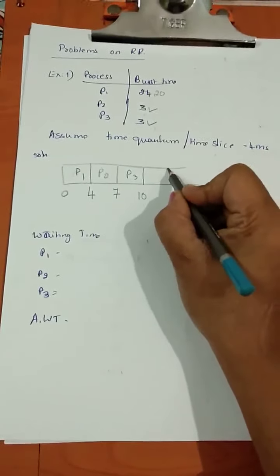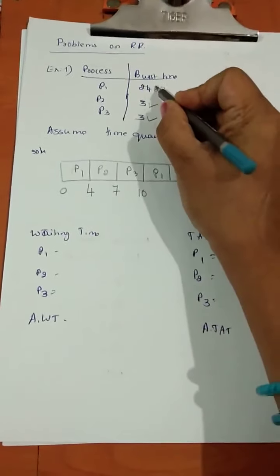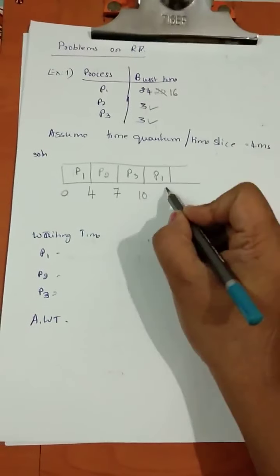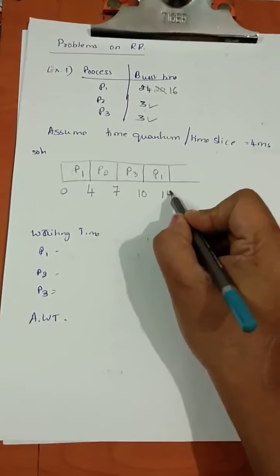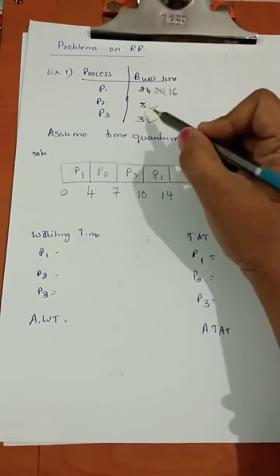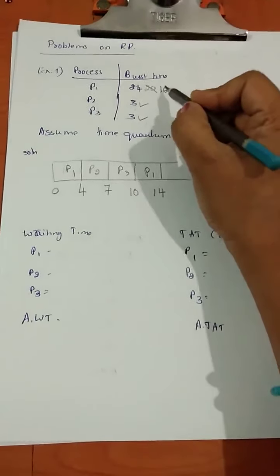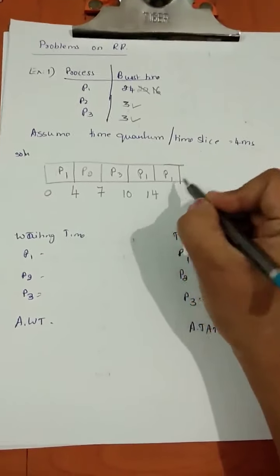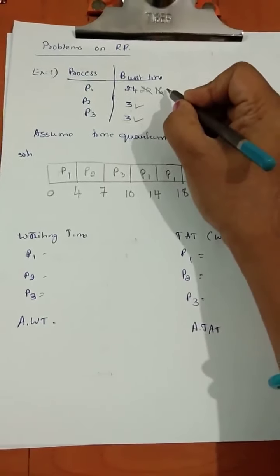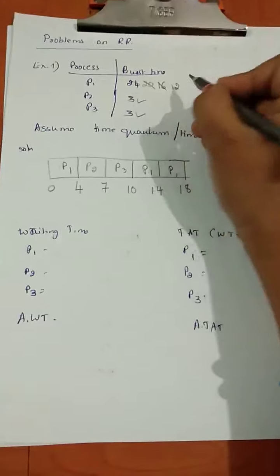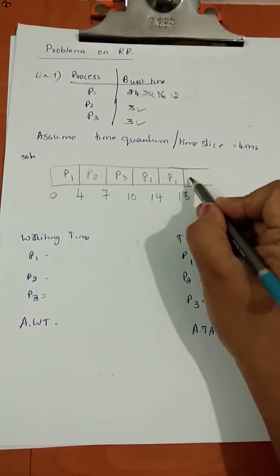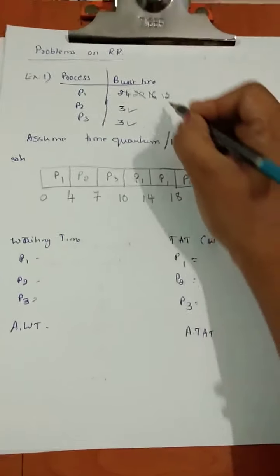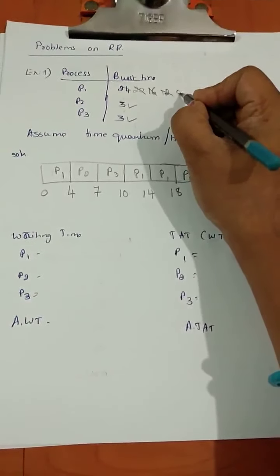So for how many milliseconds will it execute? Again for 4 milliseconds it will execute. So remaining will be 16. So 10 plus 4, it is 14. Again there is no other process. P1 itself is waiting over here. Again it will be scheduled for 4 milliseconds. So P1, it is 18, and the remaining would be 12. Okay, again P1 itself will remain over here. So it will be 22, and the remaining will be 8.